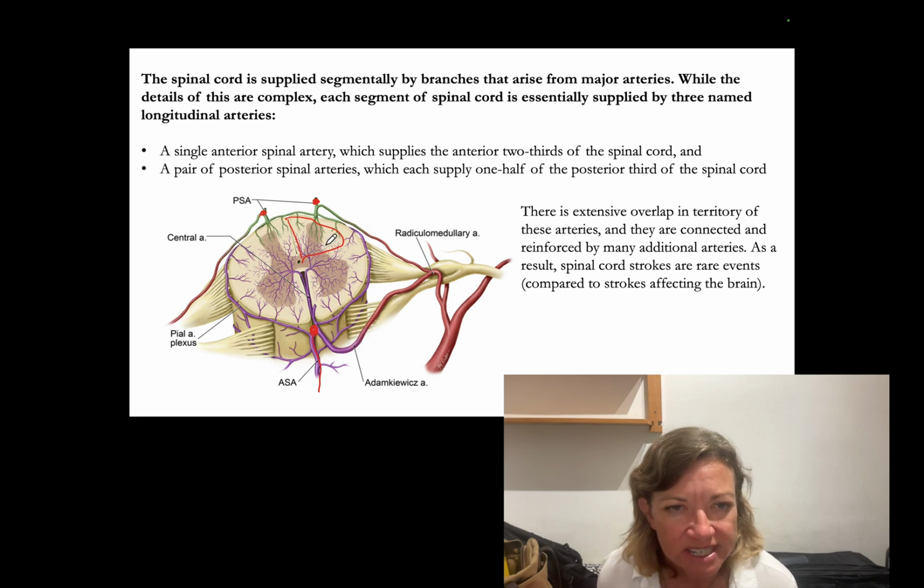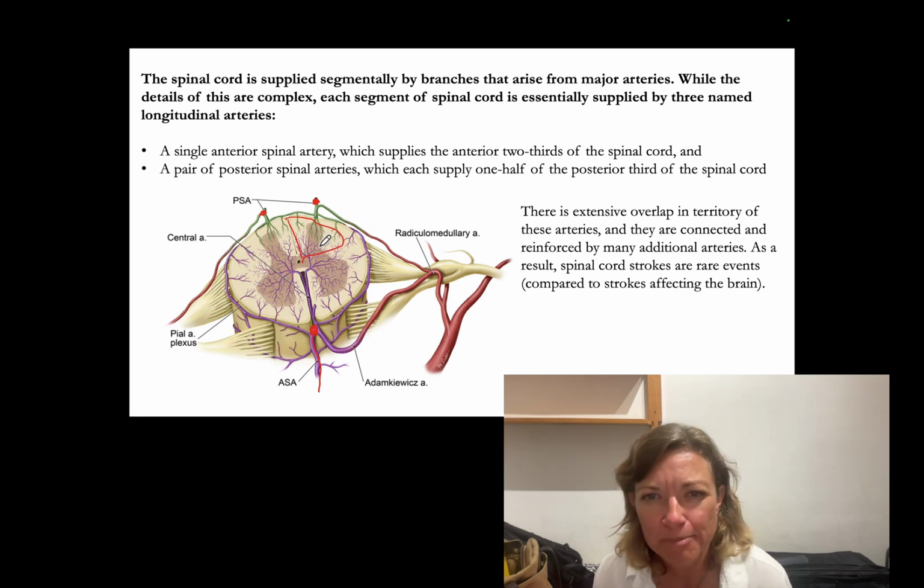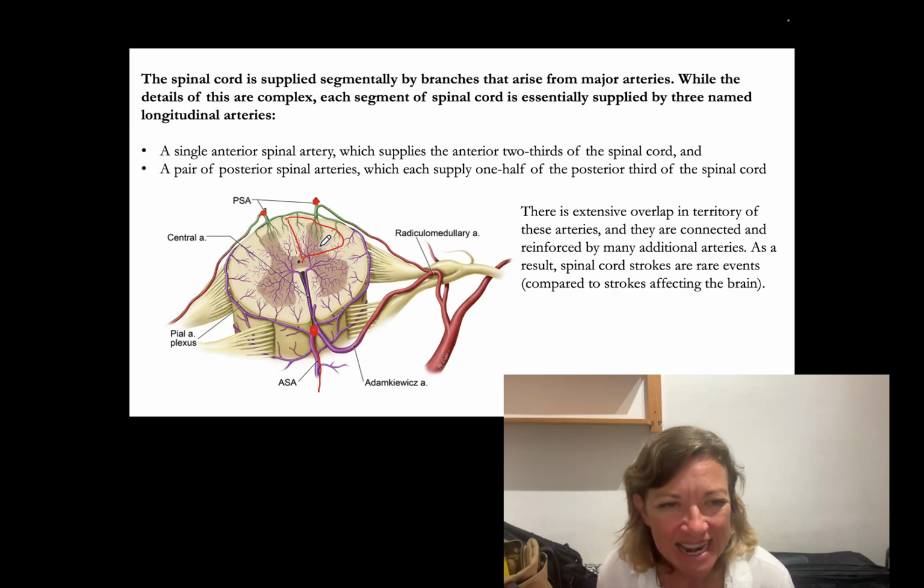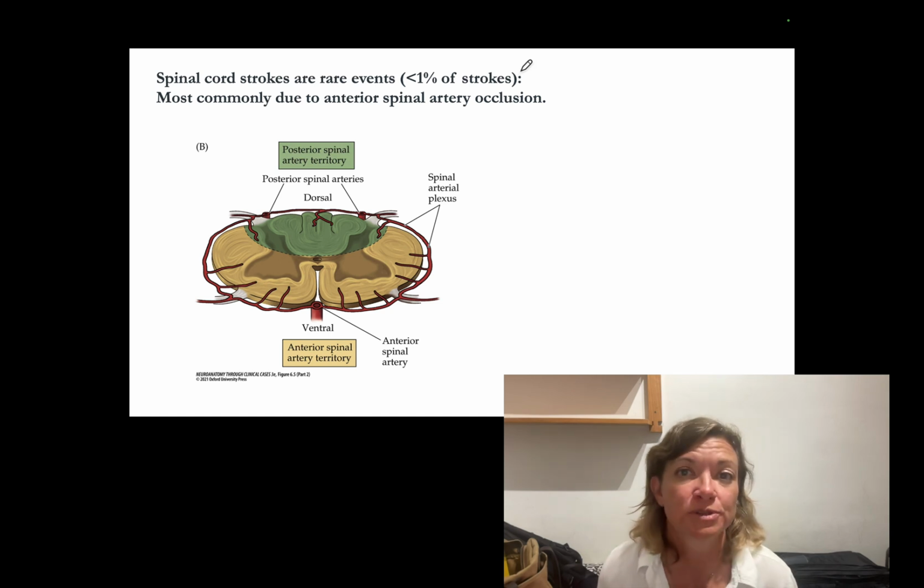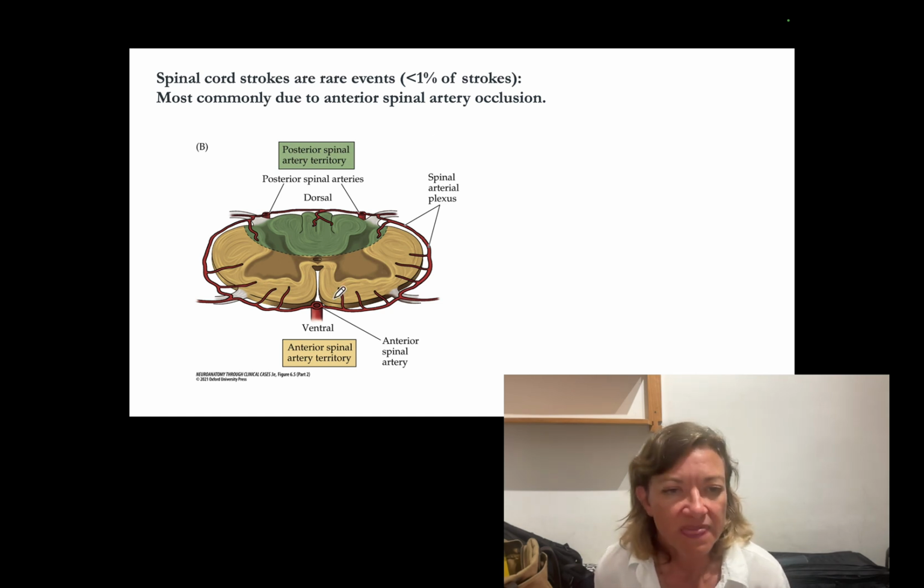Now, what you can see in this diagram, it shows it nicely, is that there's quite a bit of overlap in the territory of these arteries within the spinal cord, and they're connected and reinforced by many additional arteries. Now, partially due to this redundancy, spinal cord strokes are relatively rare events compared to strokes affecting the brain. So spinal strokes comprise less than 1% of all strokes. When they do occur, they're most commonly due to occlusion of the anterior spinal artery.